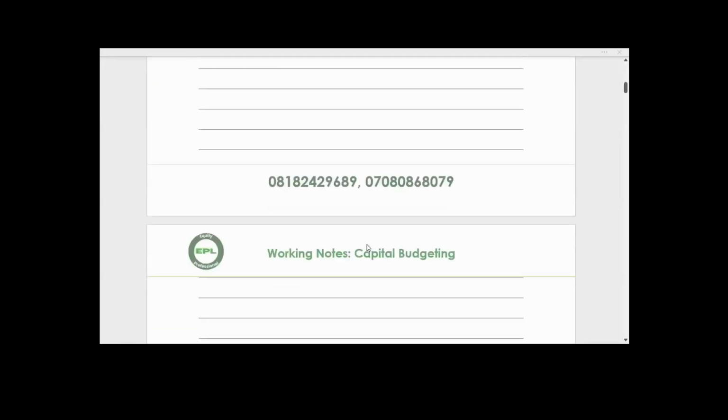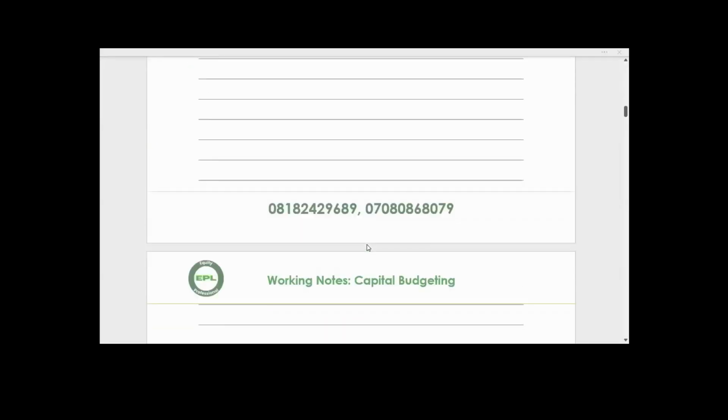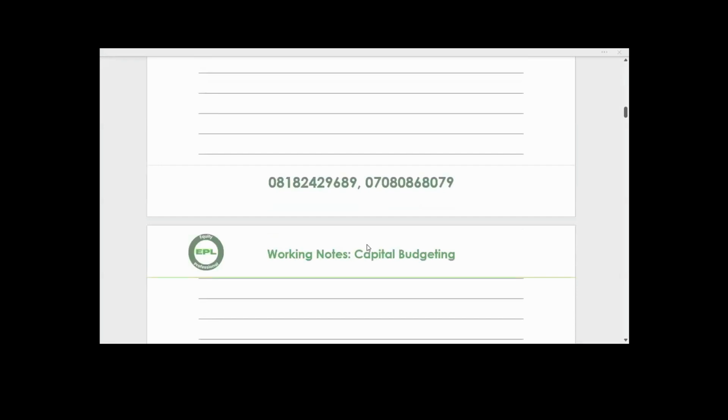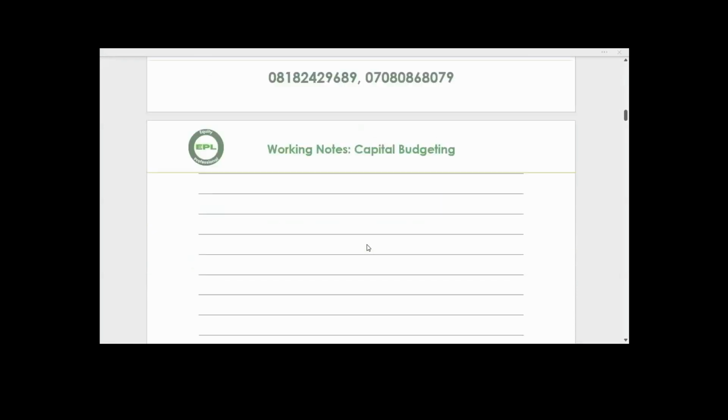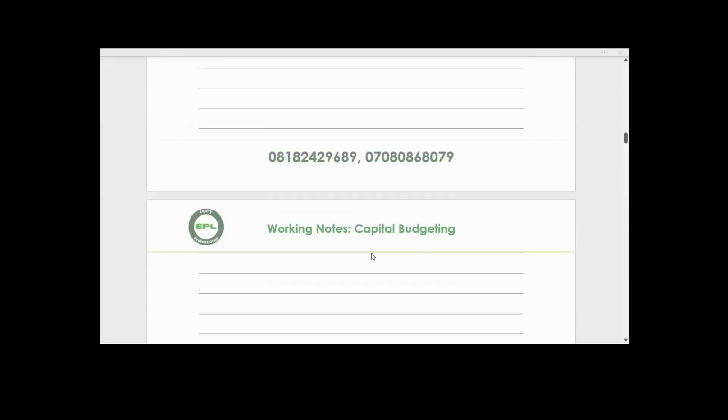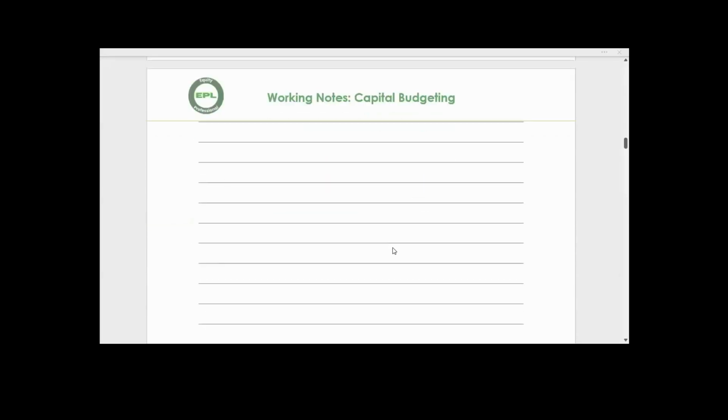So this first page will be for NPV. The second page will be for payback period. The third page will be for internal rate of return. And as I said, I've also included accounting rate of return, so let's say the fourth page will be for accounting rate of return. I would then start my working from the fifth page. So I come here, working.